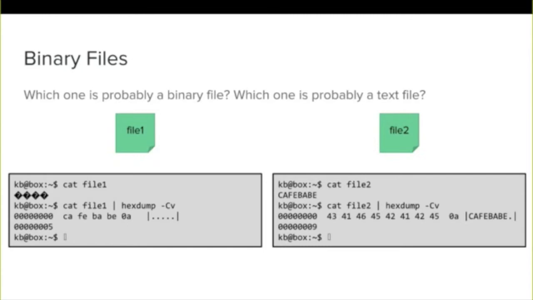Yeah? First one, binary file? Yes, the left one is a binary file, and the right one is a text file. Why? Just because memory addresses go from 0 to 5 on the left one.